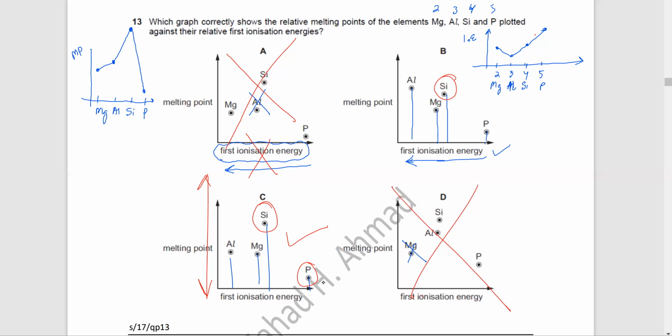So did you get this question? It's again another tricky question. Is this clear? Rida, is this clear? Heba, is this clear? Minahil?